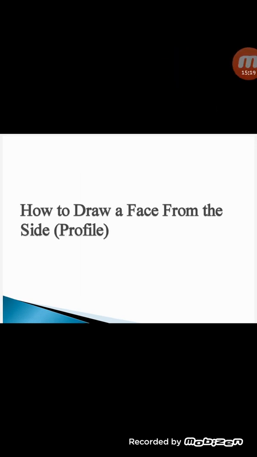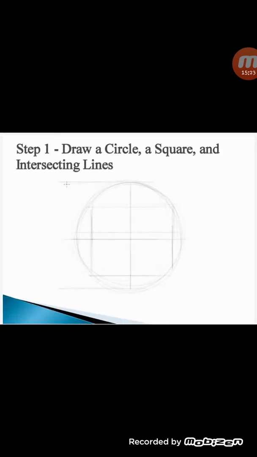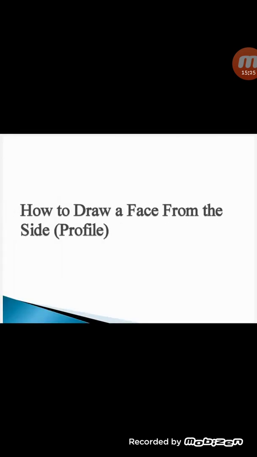How to draw a face from the side profile? If you want to draw a face from the side or profile view, these same proportional measurements apply. We will simply alter the location of the features, positioning them on the side of the head. In fact, we can start the process in exactly the same way, starting with a circle with intersecting lines.